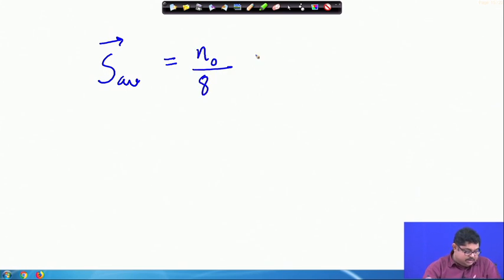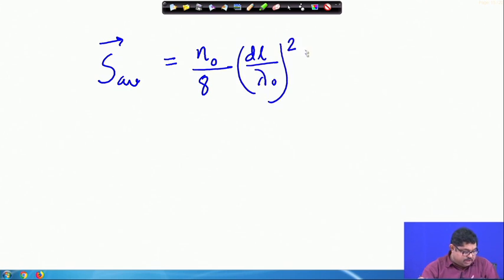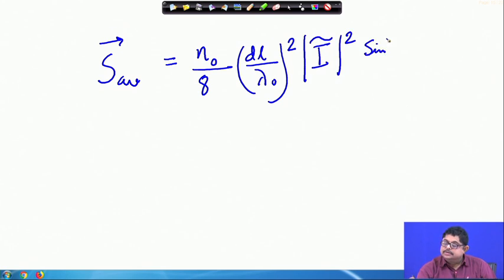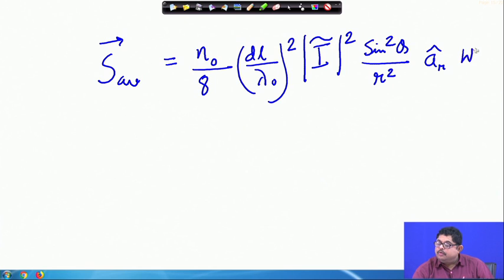Now, let us complete that, because we know the fields. So, we can write the expression for that. If you do that, you will be able to write it as eta naught by 8, d l by lambda naught whole square, I square sin square theta by R square, A R watts per meter square. So, this is the expression.